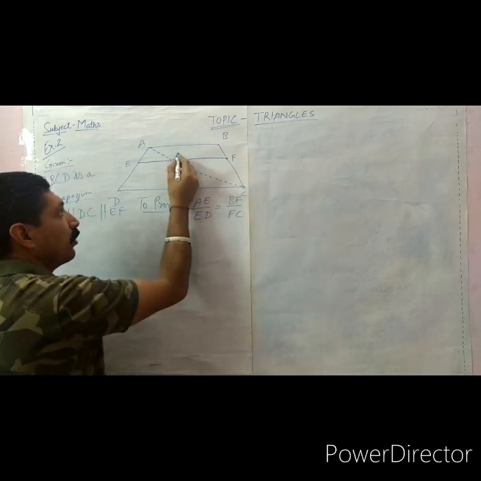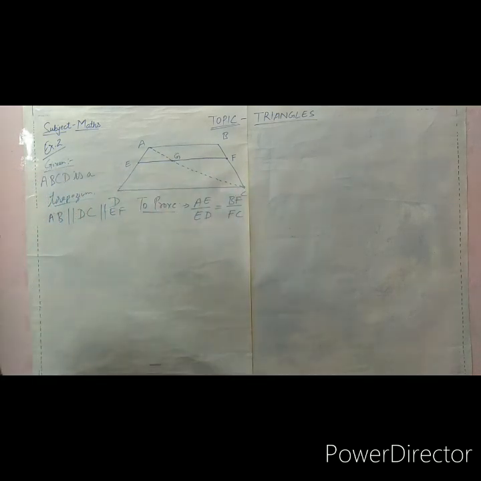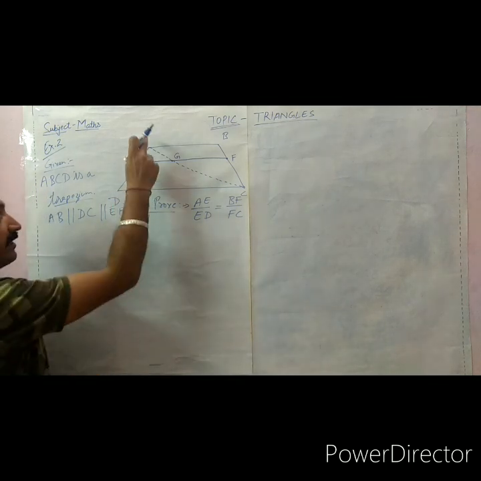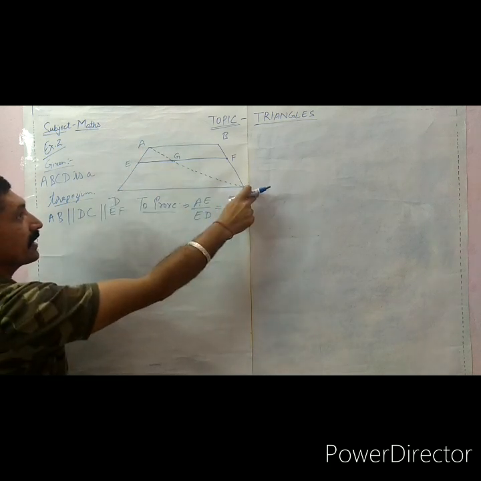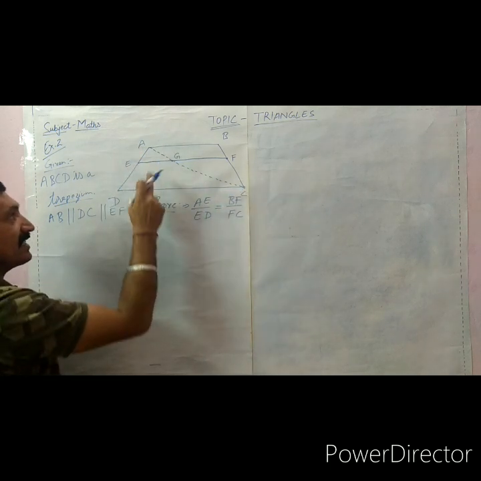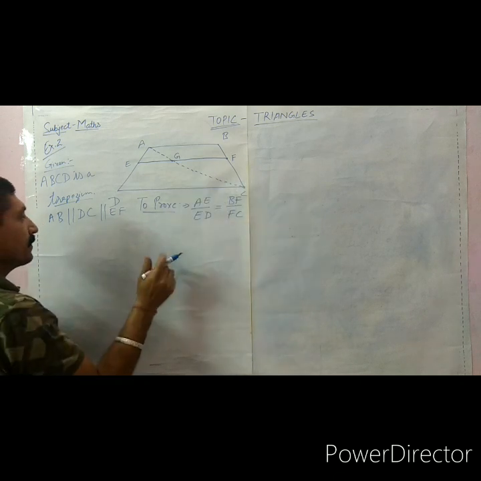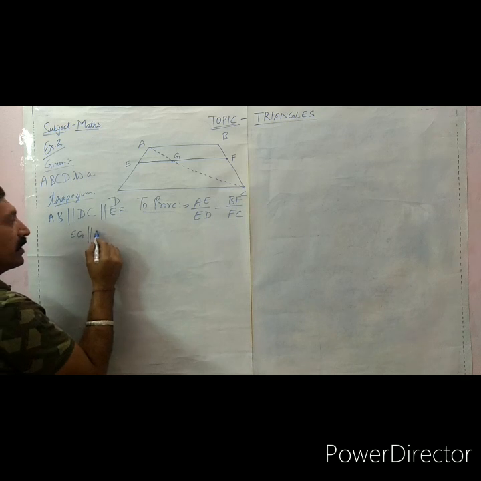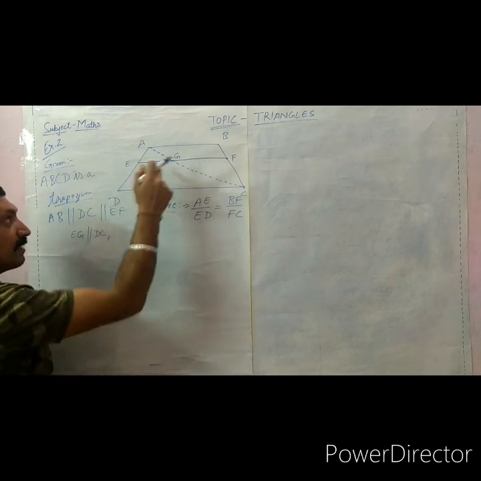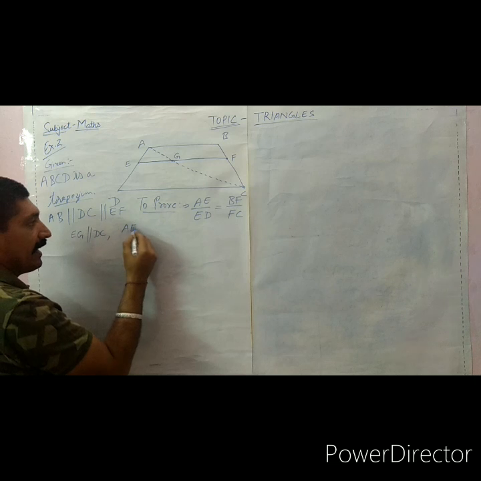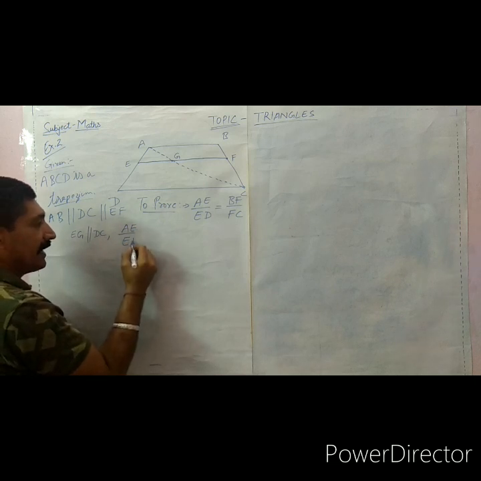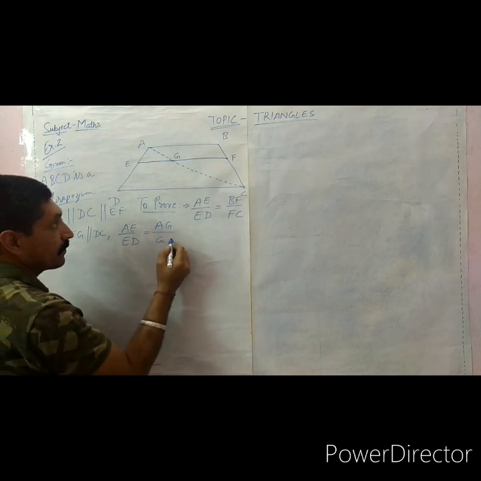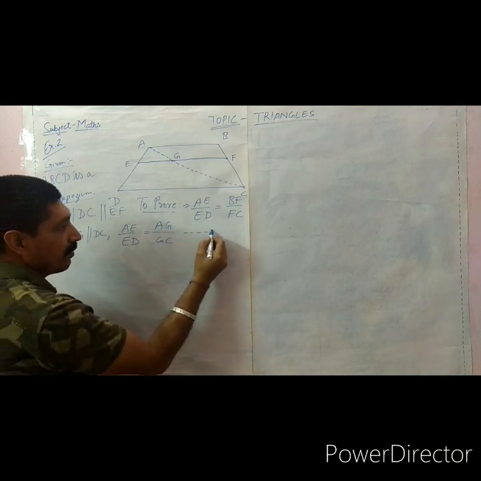Let this point be point G. Now we will apply the basic proportionality theorem here in triangle ADC. EG is parallel to DC. So by the basic proportionality theorem we can write AE upon ED is equal to AG upon GC. This is equation number 1.